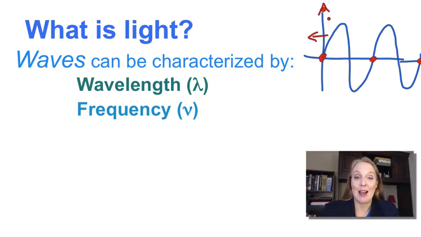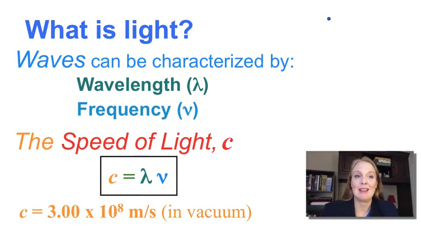The speed of light, which is given the symbol c, relates these two quantities in this very important equation. c equals lambda nu. Now the speed of light has been calculated many different ways to be 3.00 times 10 to the 8th meters per second in a vacuum. The speed of light does vary according to the medium through which it's traveling. As I talked about, it moves more slowly through air than it does in vacuum, and it moves more slowly through glass or water than it does in air.